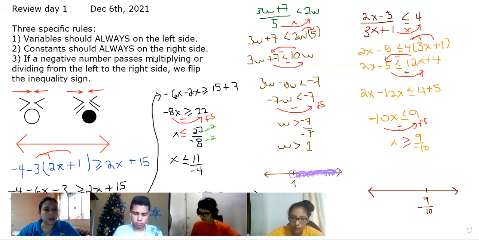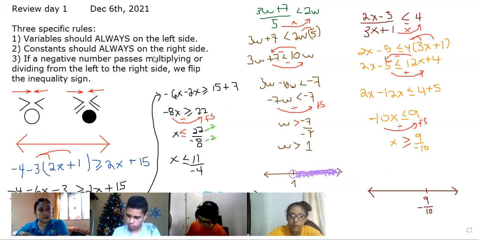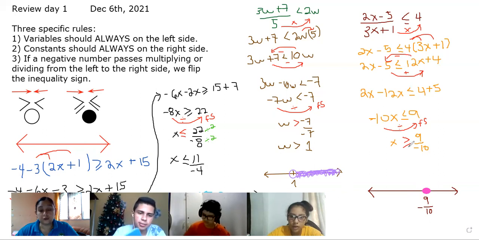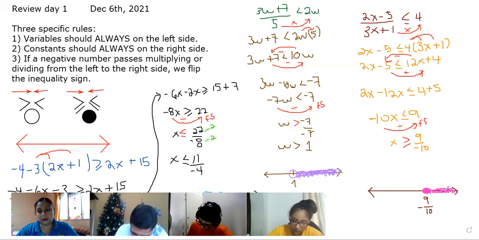So is this open or is this closed? Closed. Does it go to the right or does it go to the left? To the right, because it is a greater than. So I go ahead and shade my number line to the right side. And that is my final answer.